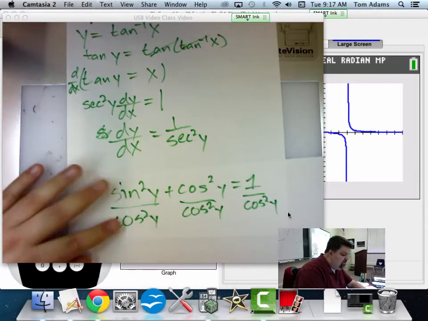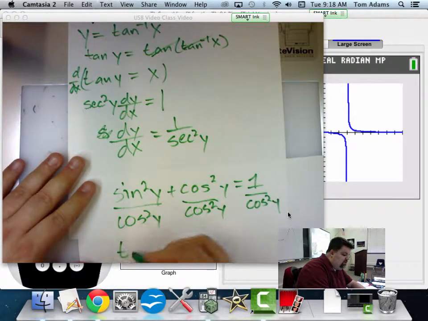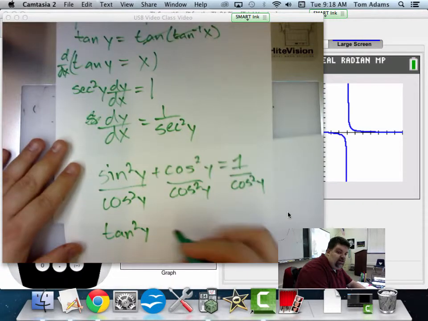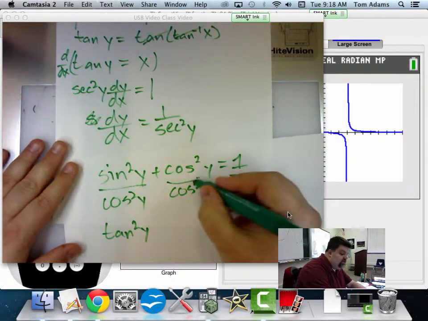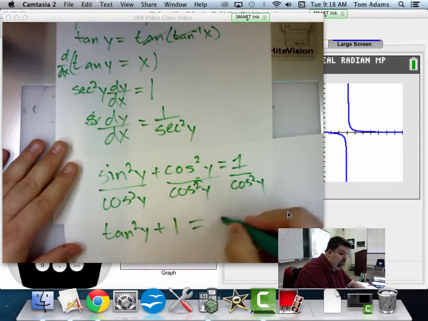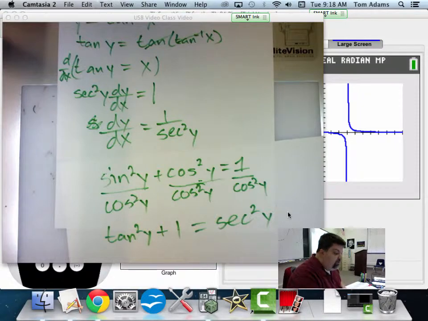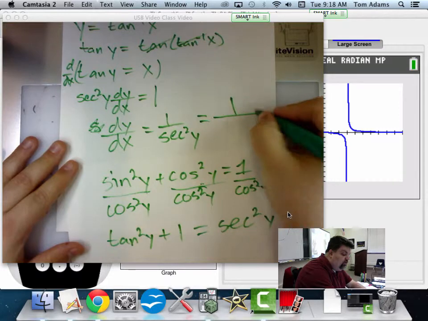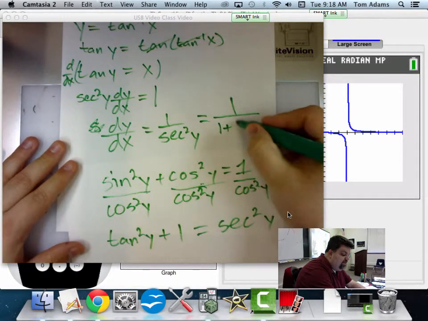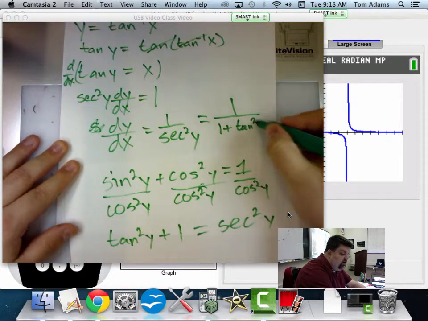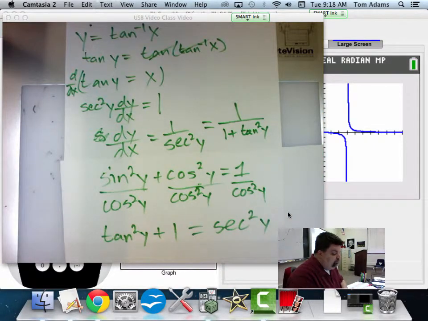Hey, what's this? Tangent of y squared. What's cosine of y squared over cosine of y squared? 1. Secant of y squared. Wait a minute. Could I do this? 1 over 1 plus tangent of y squared? Why, yes, Mr. Adams. Boy, if I just had some relationship between tangent and x.